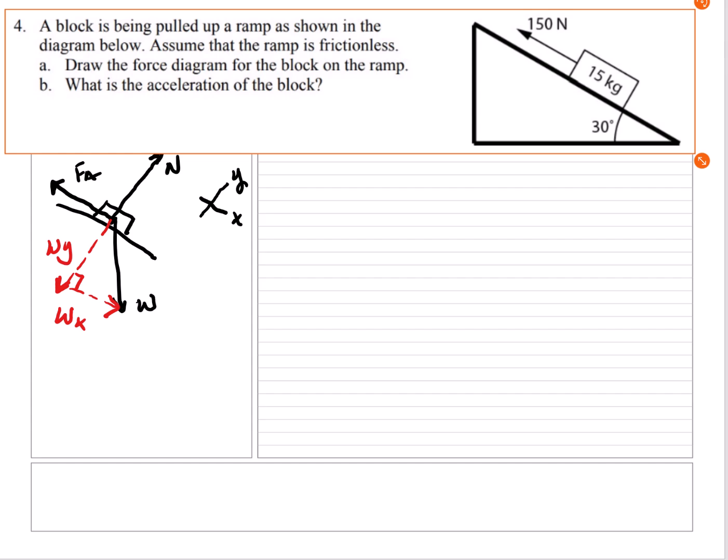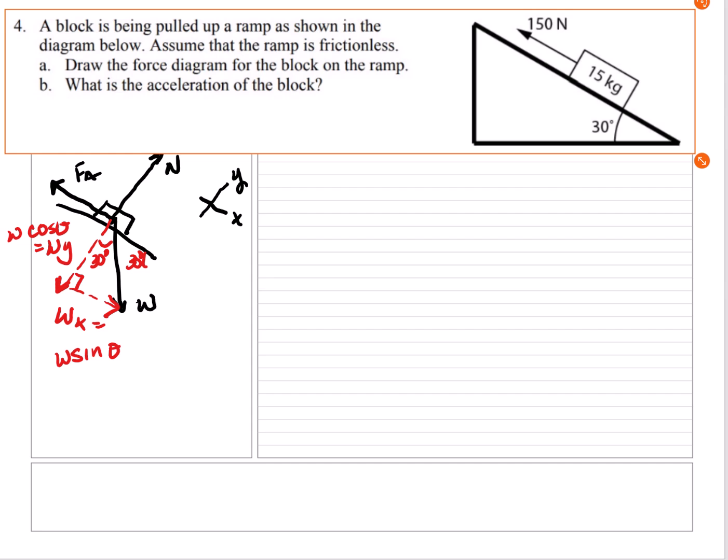The angle of the inclined plane is given as 30 degrees. This angle is the same as the angle for the weight due to similar triangles. So we know that Wx is opposite the theta. So this is going to be W sine theta. Wy is next to, so that's going to be W cosine theta.